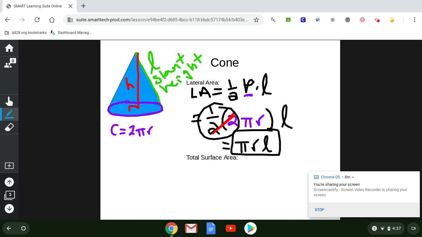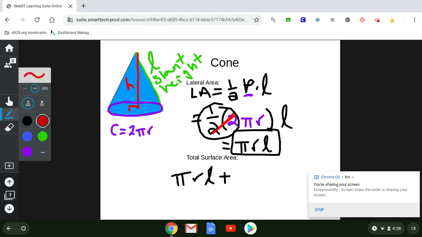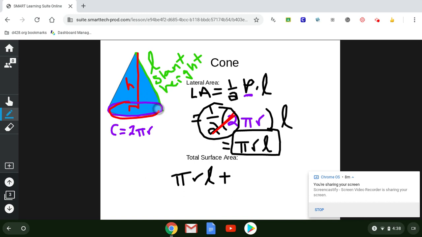Now, total surface area is going to start with the lateral area, so pi rl, but we have to add in the area of the base. Now, again, with the cone, the shape of the base is always going to be a circle. And the area for a circle is pi r squared. I'm only going to have one base for a cone, so I just have to add in that pi r squared. And now that will give me total surface area of a cone.